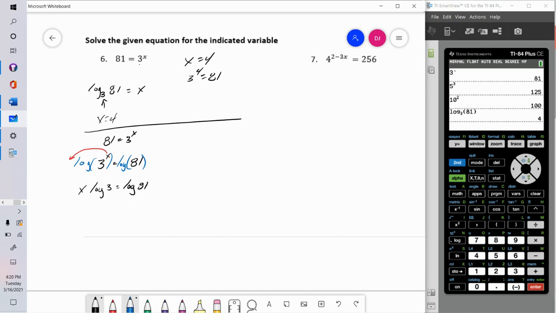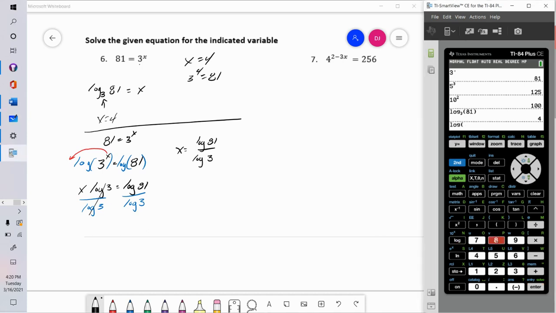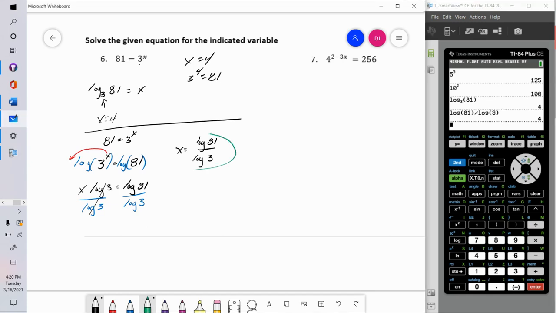So now to solve this for x, I'm simply going to divide both sides by the log of 3. Log 3 divided by log 3 will be 1, and so x will equal the log of 81 divided by the log of 3. And I can try going to log 81 divided by the log of 3. And again, I'll get 4. So I've got either option. I'm going to recommend either this method here or this method here with the calculator.